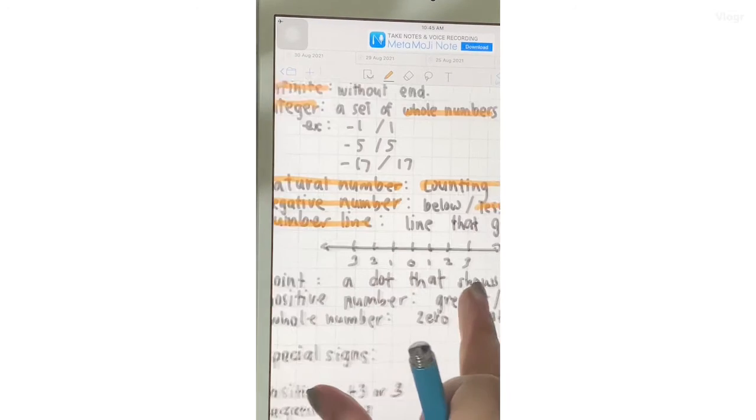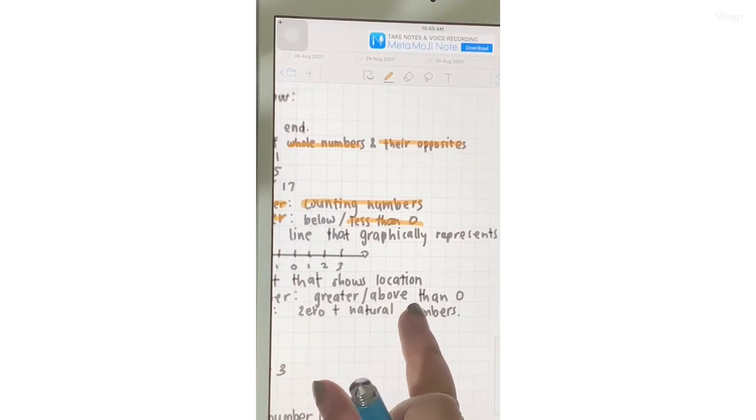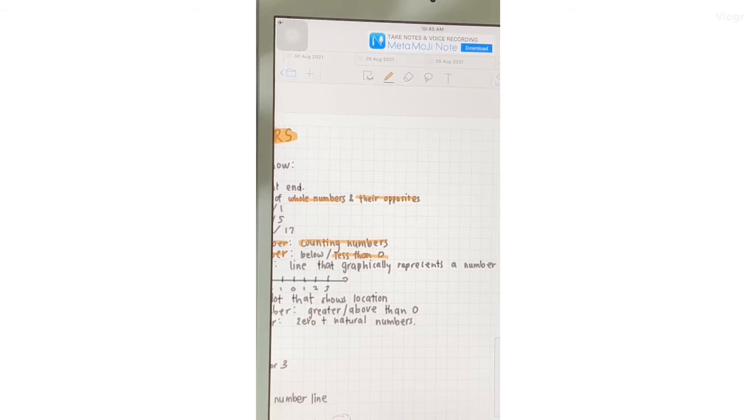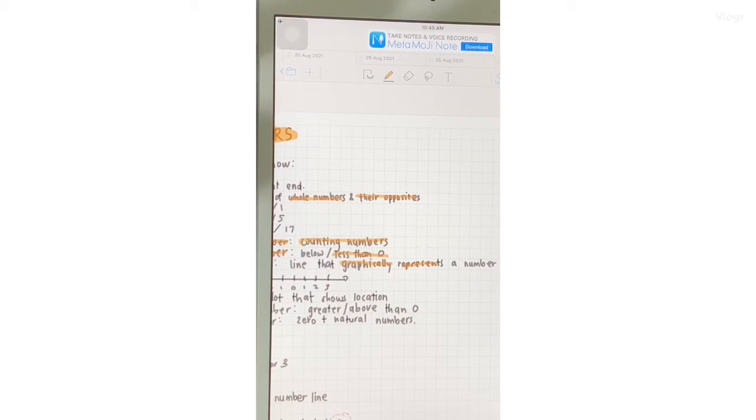A number line is a line that graphically represents a number. What do you mean by graphically represent? It just means it's a drawing of how you're going to plot the numbers on a number line. A line is where you plot the numbers so that you can see which one's bigger or where the number is in a series or set of numbers.